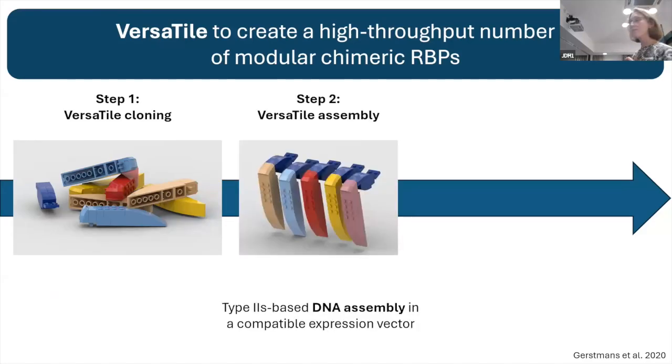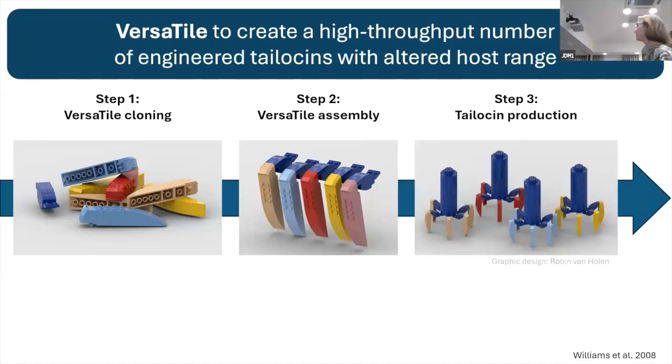And then in the second step, the VersaTile assembly, we can click all these blocks together. And the specialty here is that we can do it in one single reaction in a predefined order. And so the larger your box of Lego blocks is, the more creations you can make in the second step. And then in the end, we will graft these VersaTile engineered RBPs back in the selected tailocin scaffold. And we validated this platform at 3 levels.